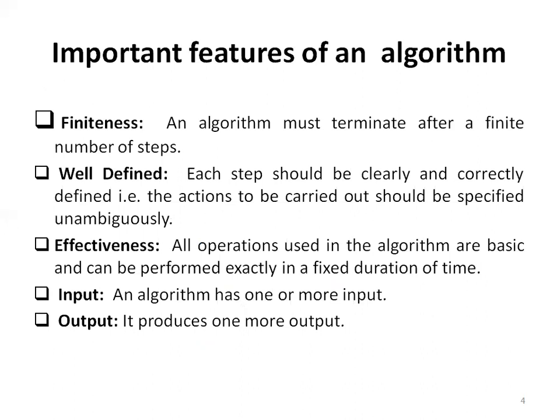These are the features of an algorithm. Finiteness, that means the algorithm should terminate after a finite number of steps. Well defined, it says that all the instructions in the algorithm should be well defined. The instructions should not be ambiguous. Effectiveness, it says that all the operations used in the algorithm are basic and can be performed exactly in a fixed duration of time. Then input says that an algorithm has one or more input, and output says that algorithm will produce an output after processing.